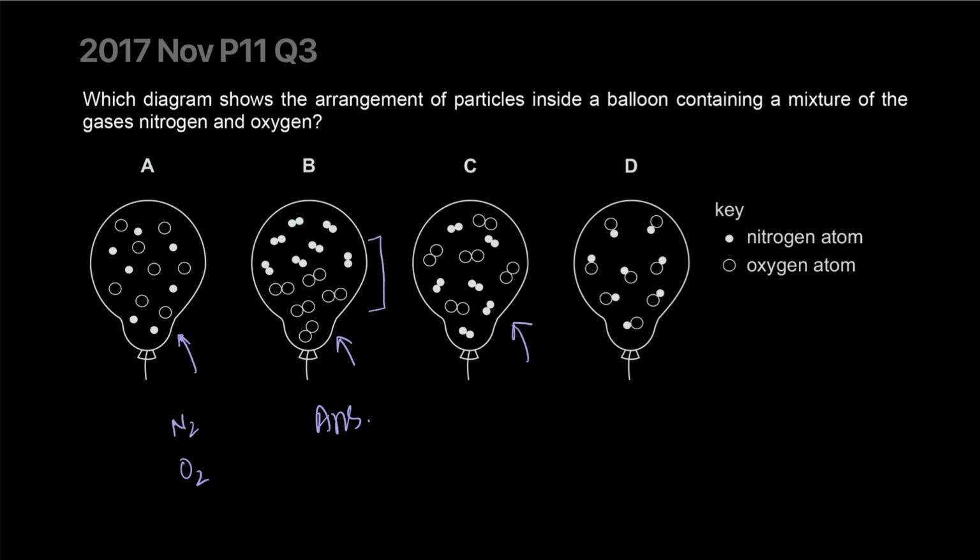So, you know, diffusion and stuff. So this is our answer, actually. This looks more like it. And the last one, this is just nitrogen monoxide or something, right? This is one compound. So the correct answer is C.